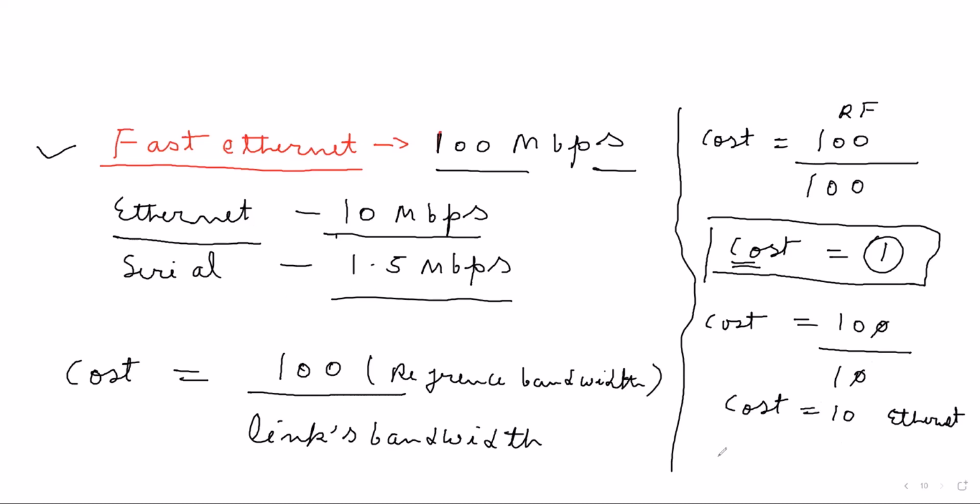It's very difficult. With 100 reference bandwidth and 1.5 for serial, it would be around 64. So always, the largest cost is not good. A small cost, the minimum cost, is better. So this is the formula OSPF uses to find out cost.